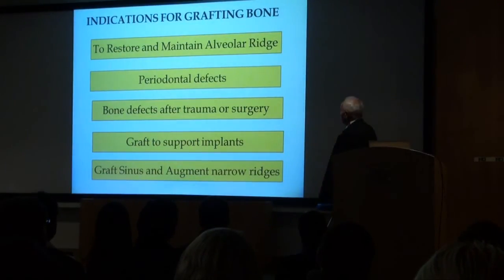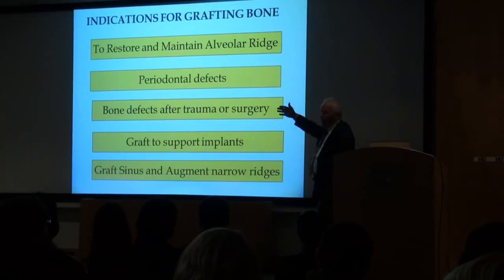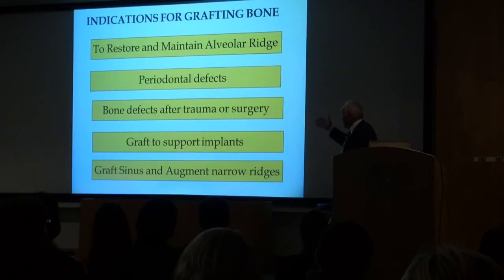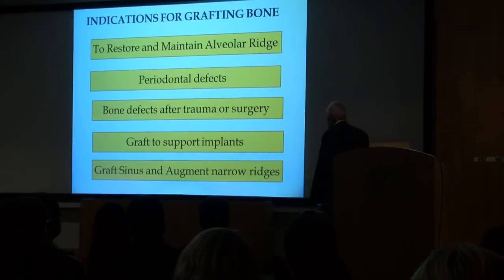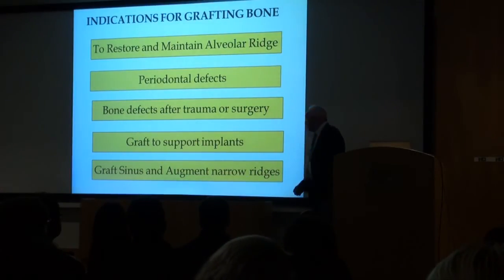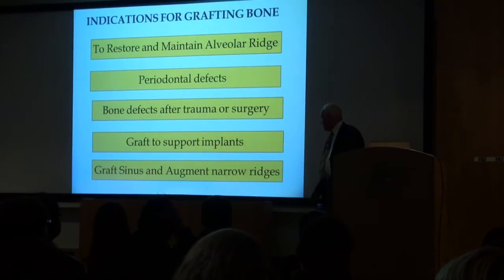So what are the indications for grafting today? We want to restore and maintain the alveolar ridge, as I said before. In periodontal defects, it's more complicated. Bone defects after trauma or surgery are very important, or after you removed some implants and you have big defects in bone, or almost no bone. Graft to support implants, and today grafting sinuses and augmenting narrow ridges.